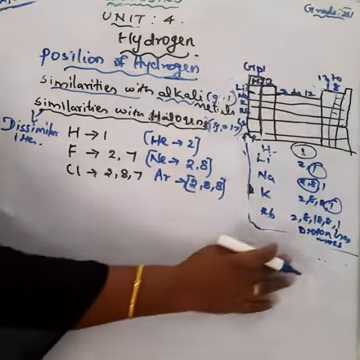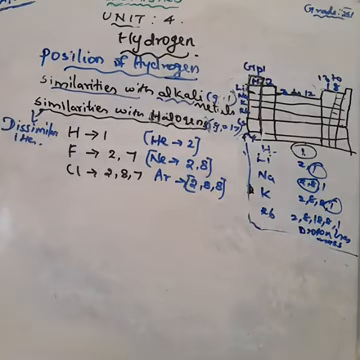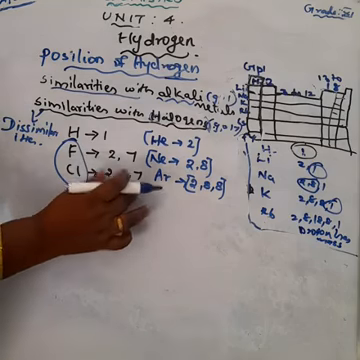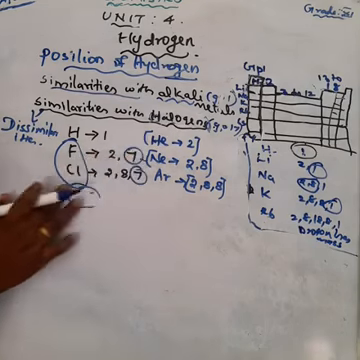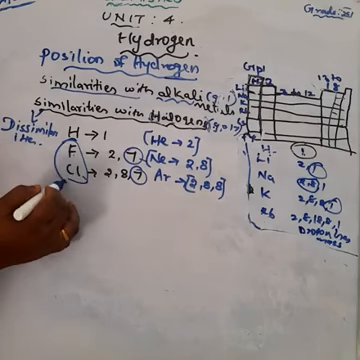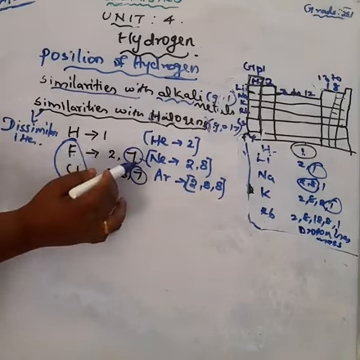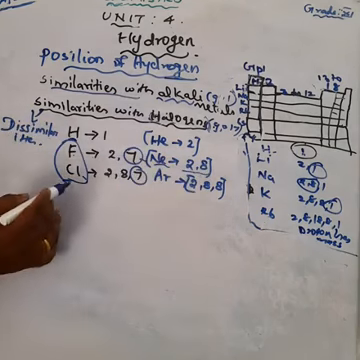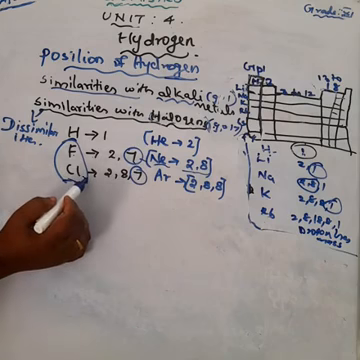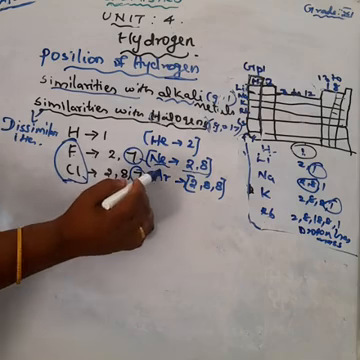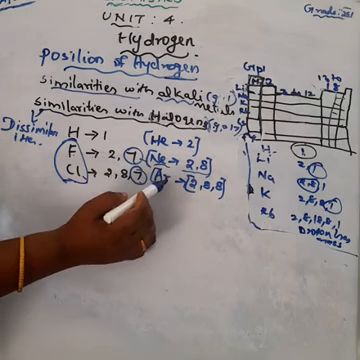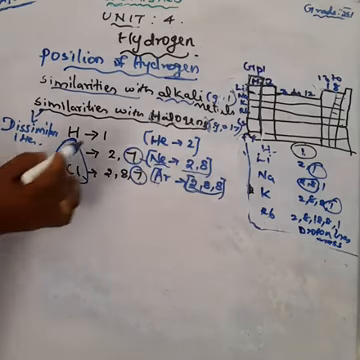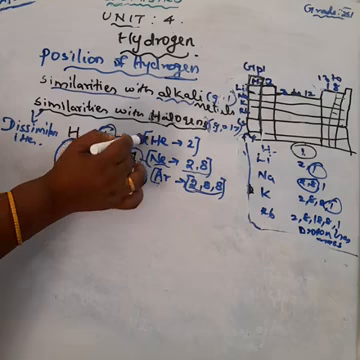Okay, all the halogens are one electron short in the valence shell of that of the nearest noble gas. Here, fluorine has one electron less than the nearest noble gas. Similarly, chlorine has one electron less than the nearest noble gas. Like all the halogens, hydrogen has one electron less than the nearest noble gas.